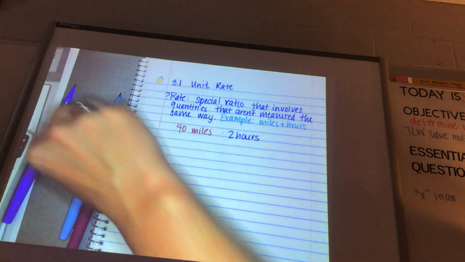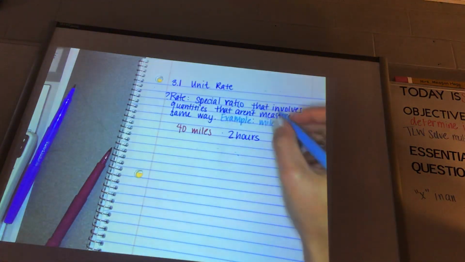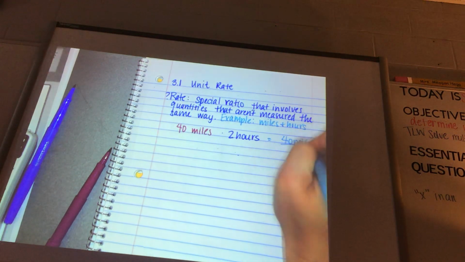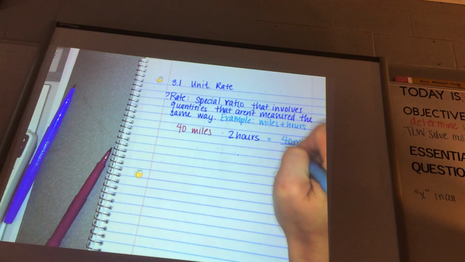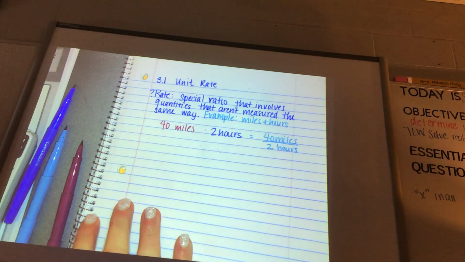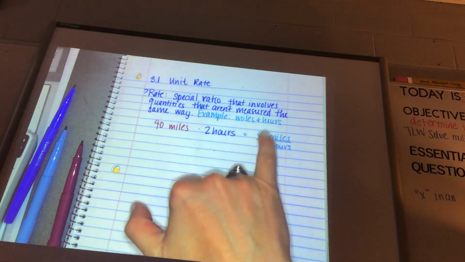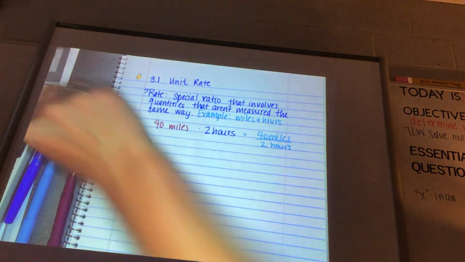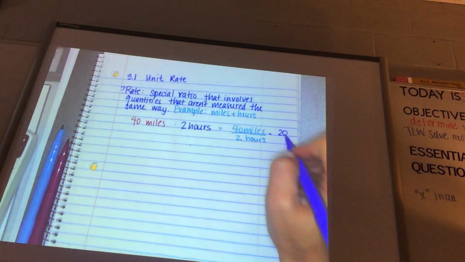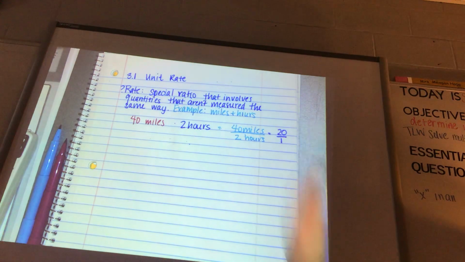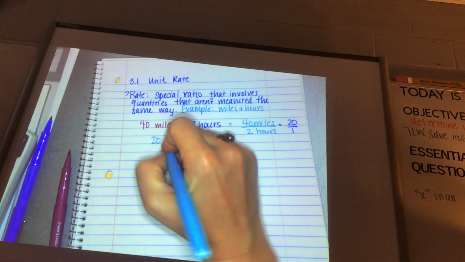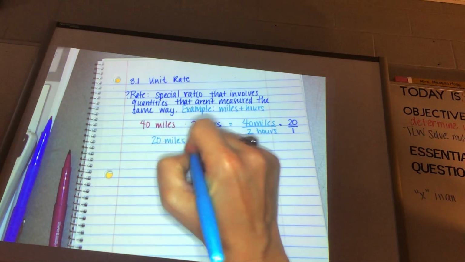40 miles per 2 hours. And we could simplify that down. This is just a ratio, which is like a fraction. 40 over 2. And that simplifies down to what? 20 over 1. So your unit rate would be 20 miles per hour. Okay? That would be your unit rate.